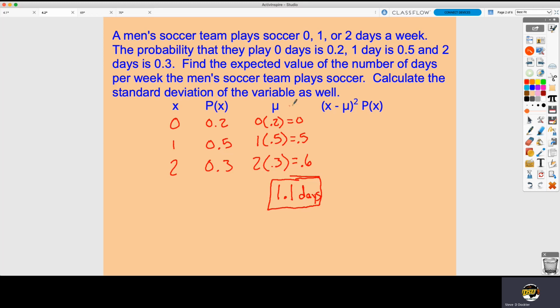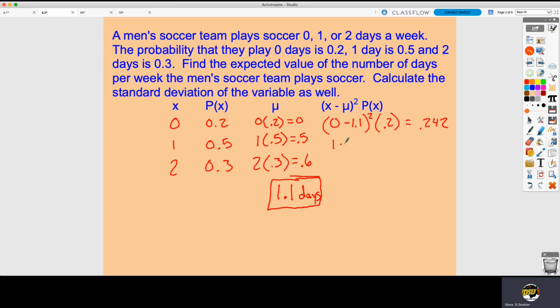And all we do is we're going to plug in what we know for each one of the letters in our equation here. So we're going to go 0 minus 1.1. That whole thing is squared. And then we're going to multiply it by 0.2. And we get 0.242.